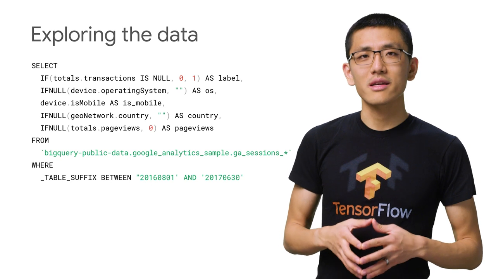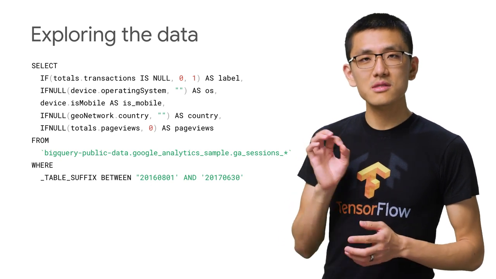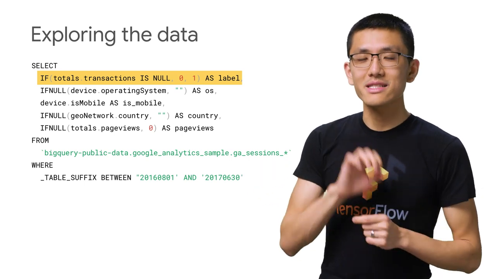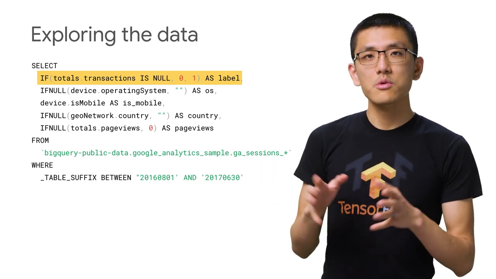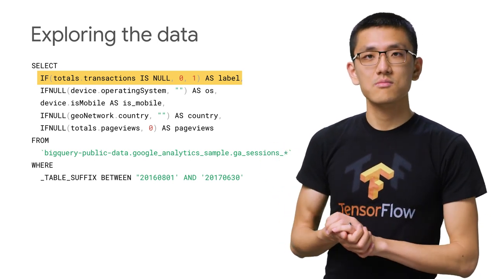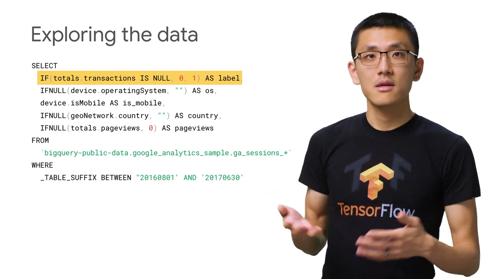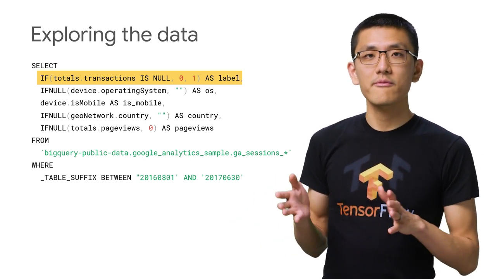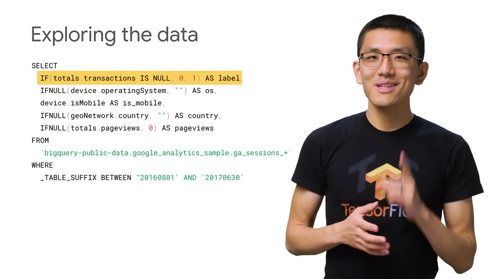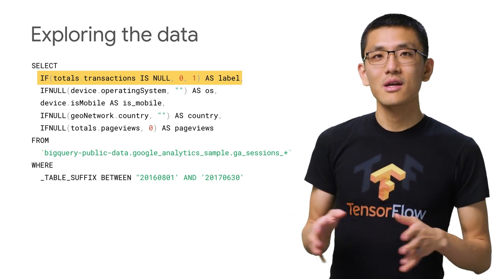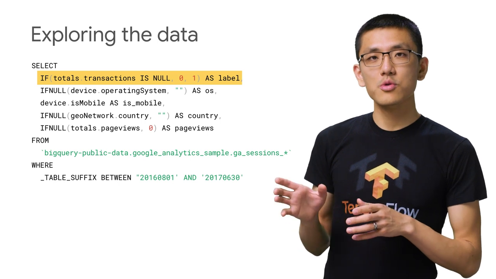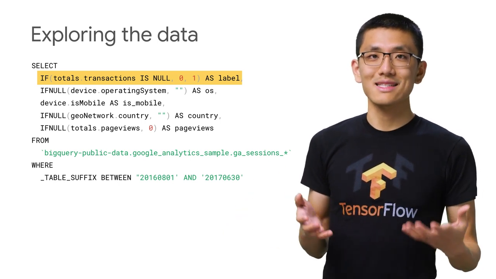Now let's take a look at our dataset today. Notice that we're looking specifically at whether or not a transaction took place. That's what we'll be trying to predict later on. Now what will we base these predictions on? We have the operating system of the user's device, whether it was a mobile device or not, the country of origin, and the number of page views that the user performed. I have a feeling that last column is probably going to be pretty useful. Notice also that we're pulling data from this sample dataset from between August 2016 through June of 2017.